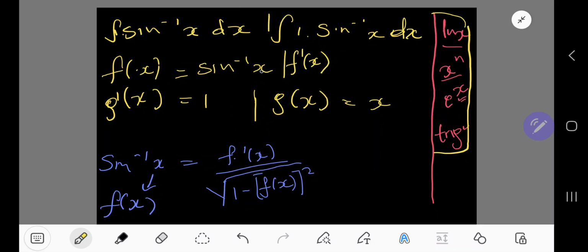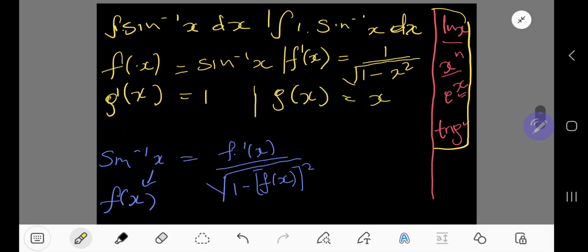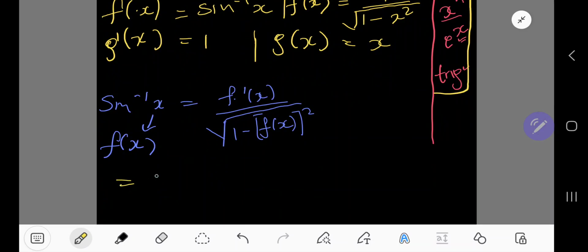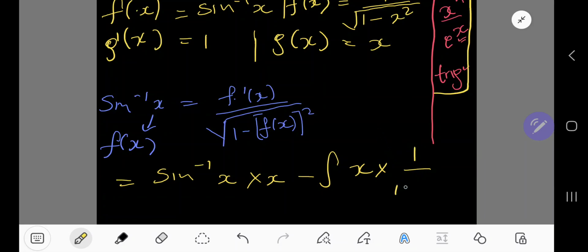So our f prime x is the derivative of x, right? Which is 1. Then 1 minus f of x, and we said f of x is x squared. So we put the root there. Then that's how we would go about differentiating arcsine. Now we can apply the by-parts formula, which says f of x times g of x. So our f of x is the inverse of sine times x, minus, here we would have g of x multiplied by f prime x. G of x is x multiplied by f prime x, which is 1 over the square root of 1 minus x squared.